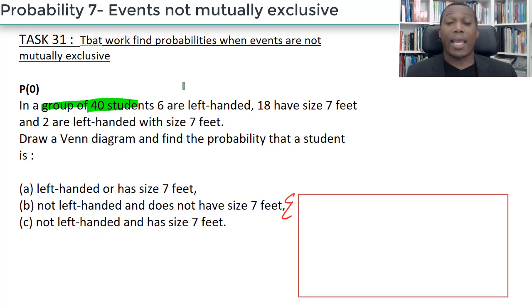Group of 40 students. Okay, I was just making sure I did that right. And we have different categories. We have left-handed, and we have size 7. So it's left-handed and size 7.